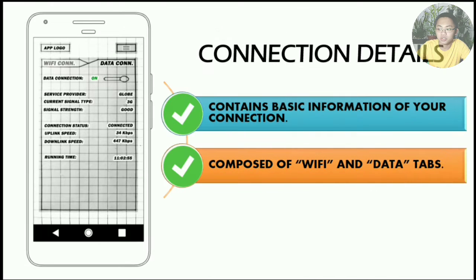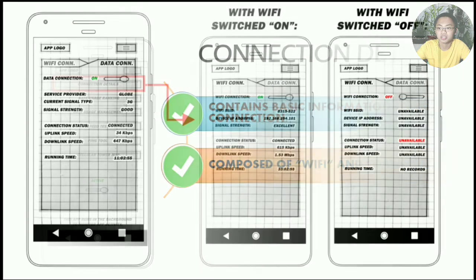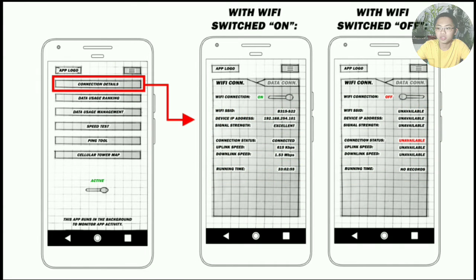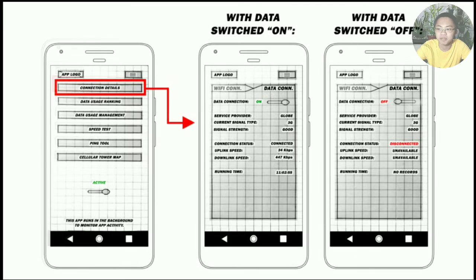Next is connection details. So this contains the basic information of your connection, and it is composed of Wi-Fi and data tabs. So what's shown here first is the Wi-Fi tab. It also looks almost the same even on the data tab.